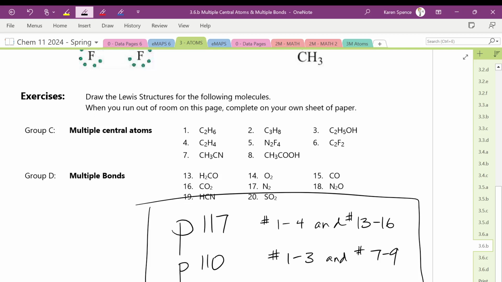Carbon wants to have 4 bonds, and oxygen likes to have.